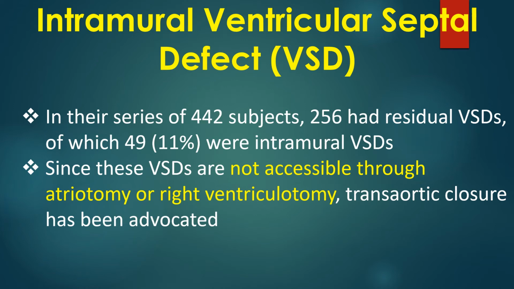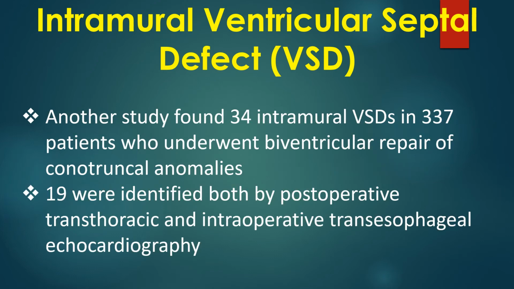Since these VSDs are not accessible through atriotomy or right ventriculotomy, transaortic closure has been advocated. Another study found 34 intramural VSDs in 337 patients who underwent biventricular repair of conotruncal anomalies.